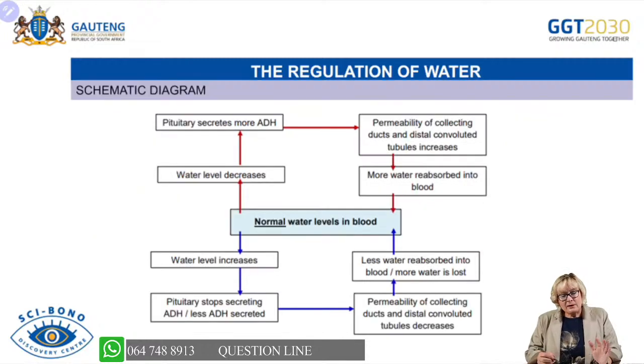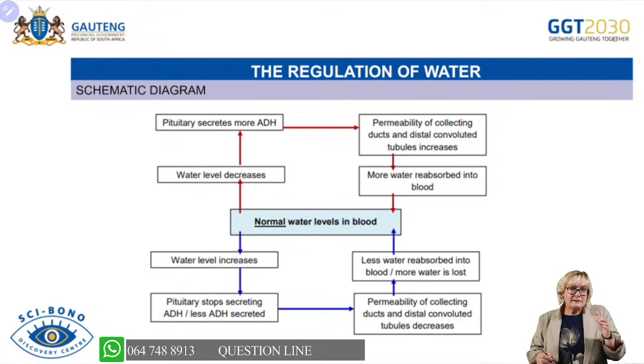So if we have a summary of the regulation of water in the body, you must remember that water in the body is regulated by ADH. And ADH is secreted by the pituitary gland, and the stimulus is sent to the hypothalamus. And then what does ADH do? ADH goes to your kidneys. And in your kidneys, what is happening there?